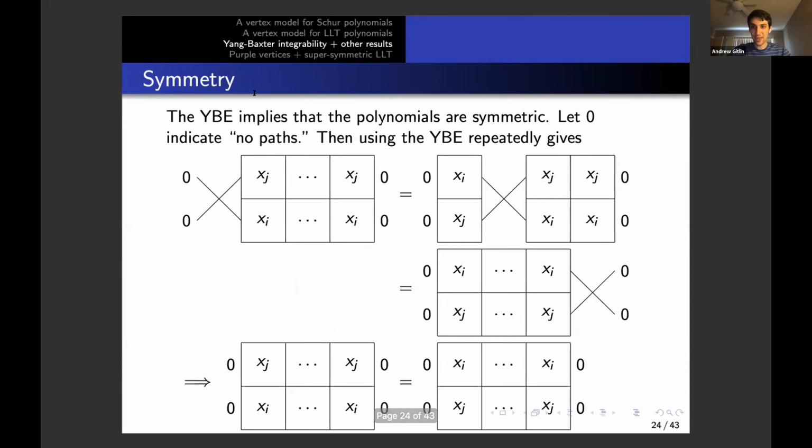Okay, but now that we have the Yang-Baxter equation, we can use it to prove some useful things. The first thing that you get almost immediately is the fact that the LLT polynomials are symmetric. This is a very well-known fact, but this is yet another proof of it. And this argument is often called the train argument, because the idea is that you can take one of our R matrices and push it through the lattice until it pops out on the other side.